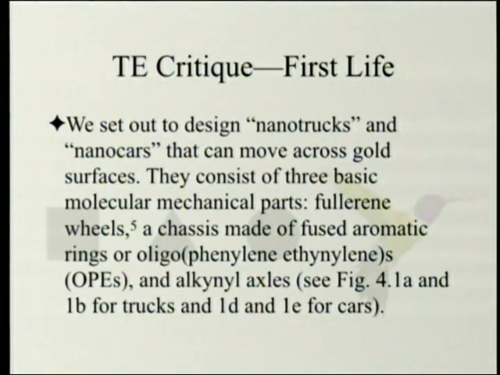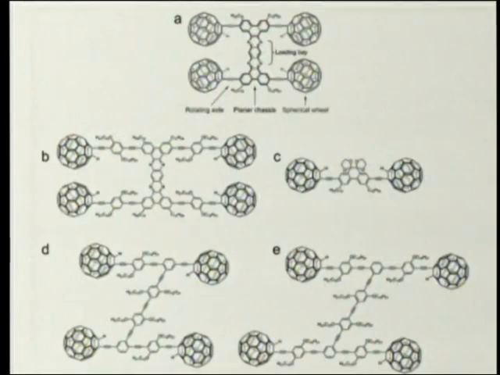We set out to design nanotrucks and nanocars that can move across gold surfaces. They consist of three basic molecular mechanical parts: fullerene wheels, a chassis made of fused aromatic rings or oligophenylene ethylene, known as OPEs, and alkynyl axles. So you see figure 4-1A and 1B for trucks and 1D and 1E for cars.